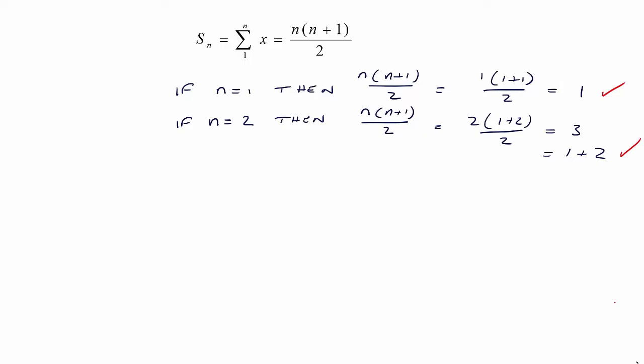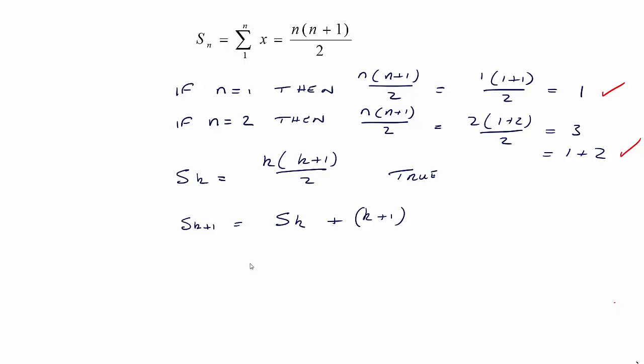Now we assume that Sk, so n equals k, is true. It's Sk, and that's true. We want to find Sk plus 1. Well, when n equals k plus 1, Sk plus 1 will be equal to, of course, Sk plus k plus 1. Sk is equal to the sum of numbers from 1 to k, and then we add k plus 1. That's equal to k times k plus 1 on 2 plus k plus 1.